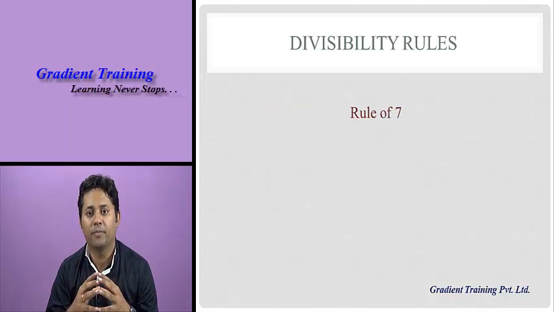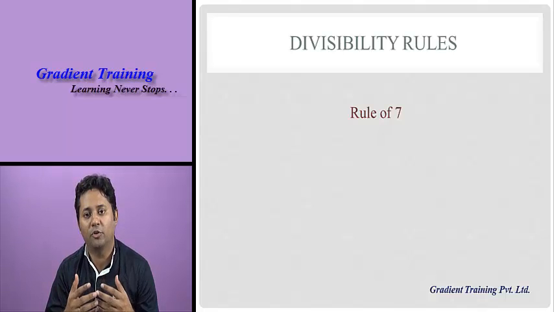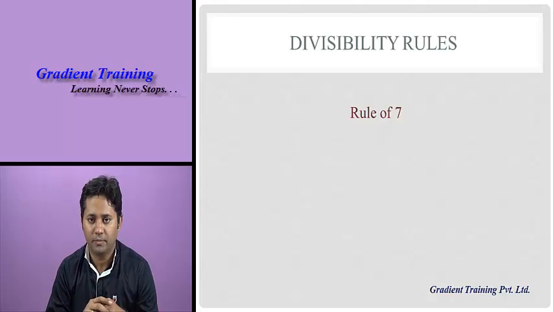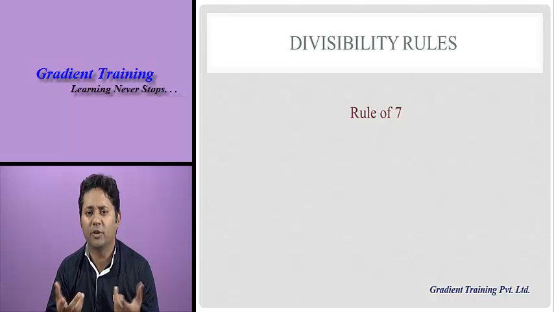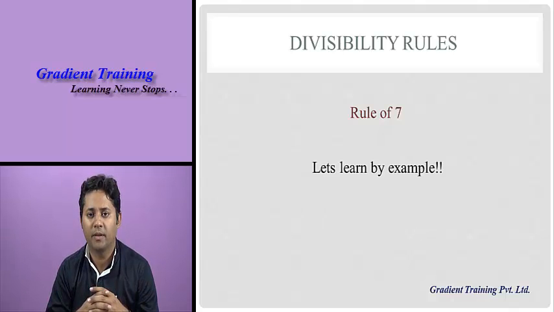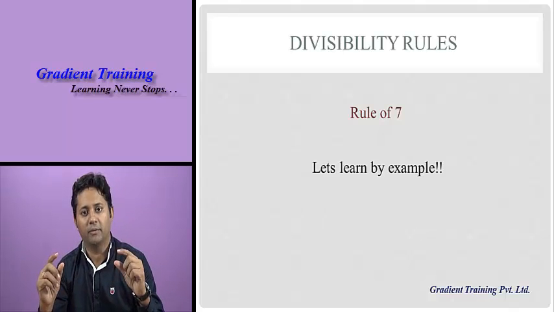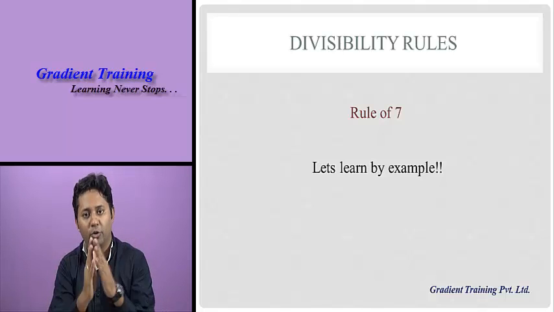Rule of 7. What could be the rule of 7? There are many rules, but all the rules which tell a person whether a number is divisible by 7 or not are very lengthy rules. I'll tell you a very simple rule. But this rule is only applicable for 3-digit, 4-digit or at max 5-digit numbers. So if you have a number given, divide the number into 2 parts.